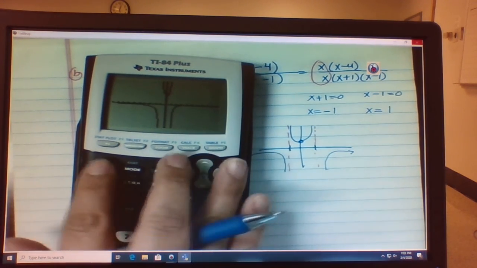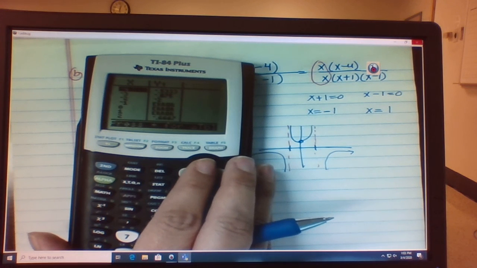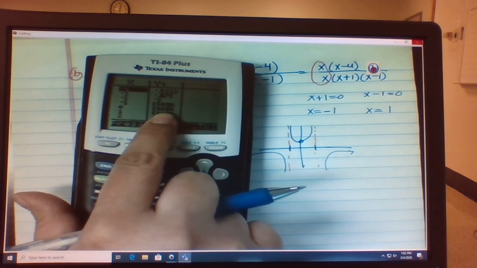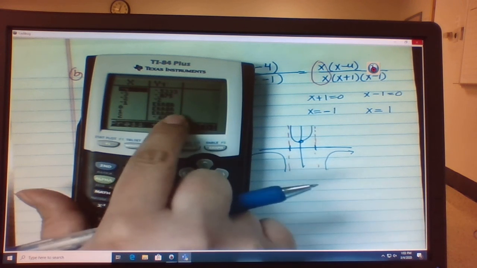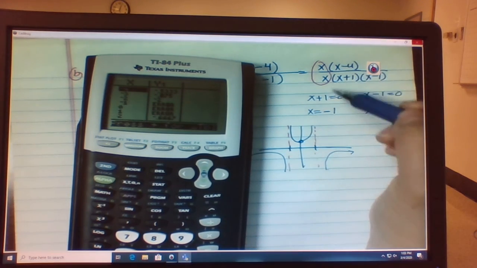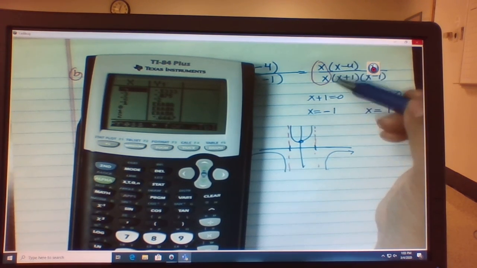Now, when you go to your table, because there's a hole and there's not a point there, it's still going to say what? Error. But just because it says error does not mean it's going to be part of your vertical asymptote. So this is why you need to be good at factoring both your numerator and denominator.